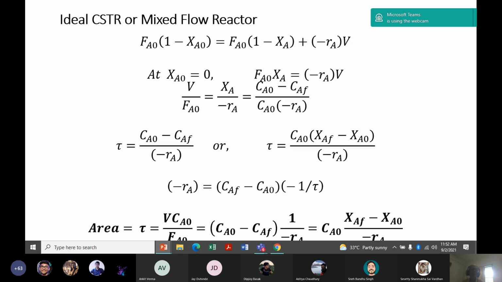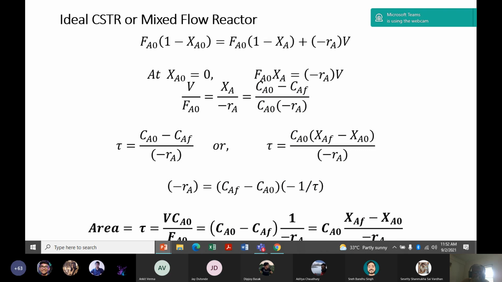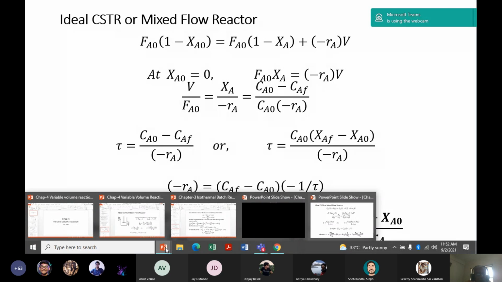Next is the ideal CSTR or mixed flow reactor. Before going to this slide, two pages are there. This is already there in the second presentation slides.